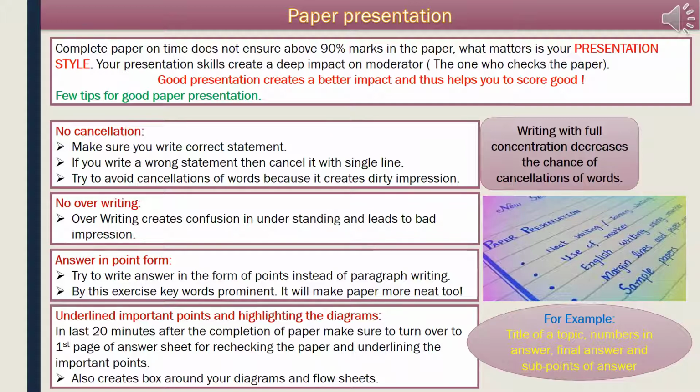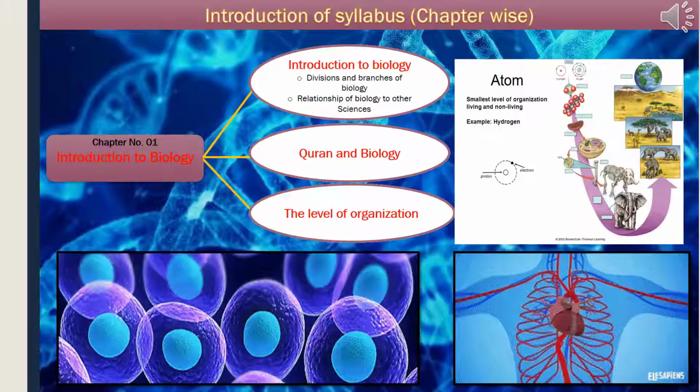The fourth one is most important. Underline important points and highlight the diagram. In the last 20 minutes after the completion of the paper, make sure to turn over to the first page of the answer sheet for rechecking of the paper and underline the important points. For example, the title of the topic, number in the answer, final answer and sub points of the answer. Also create a box around your diagram and flow sheets.